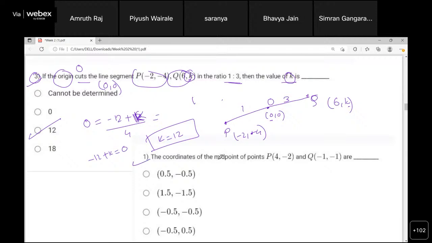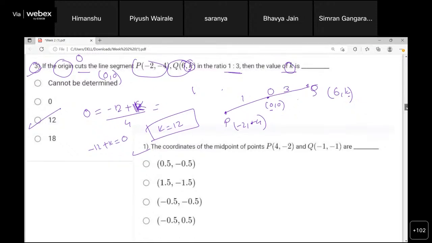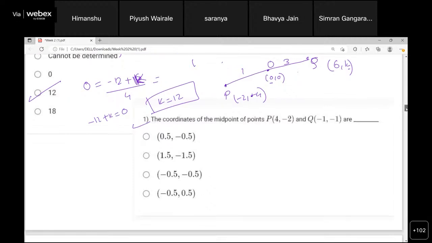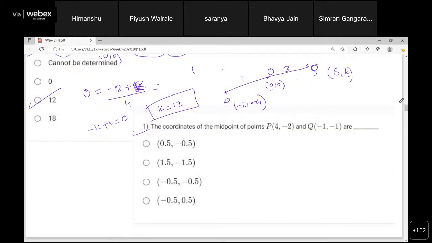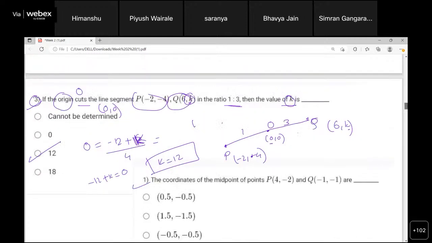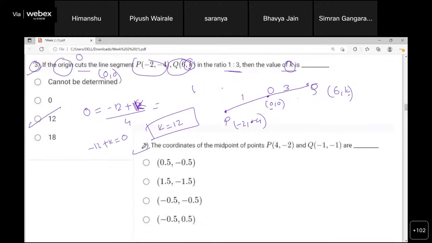Sir, I have a doubt in question number two, in the activity. Okay, so what is your doubt? Can you solve the second question? It's a bit tricky. Okay, just try question number 1. I will check question 2.